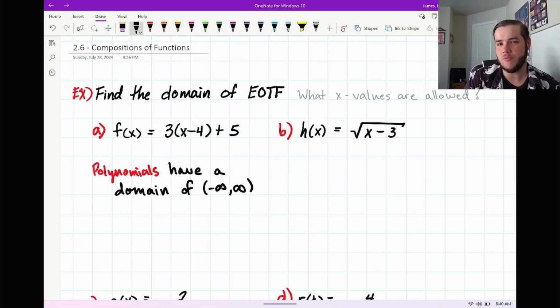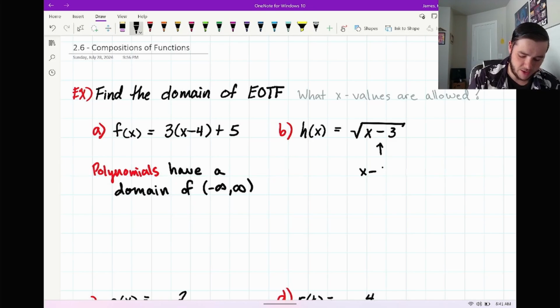But it becomes a little bit more apparent why this is an important question to ask in problem B. Here, I've got a radical. And we know from previous videos that I can't just plug any kind of number into a radical. I can only plug in non-negative numbers. So, whatever is under this radical here, in this case it's x minus 3, whatever that number happens to be, we know it's got to be greater than or equal to 0 for the output to be a real number.